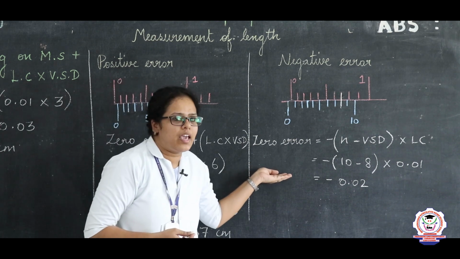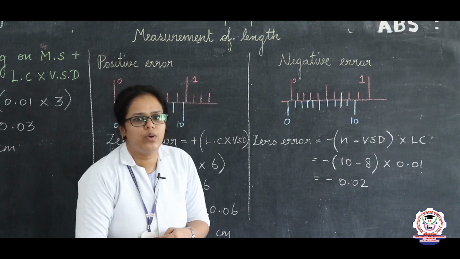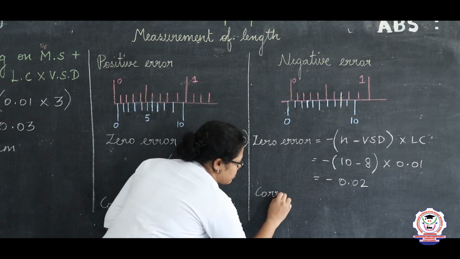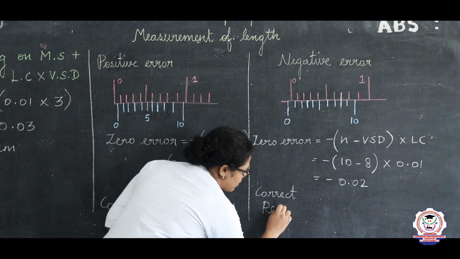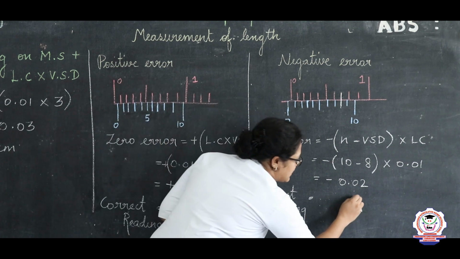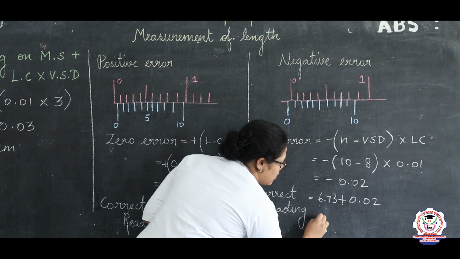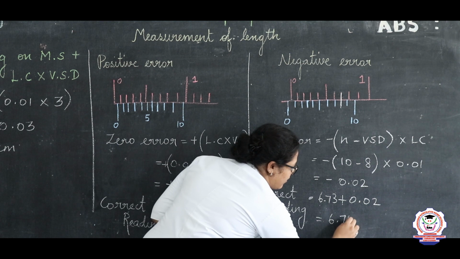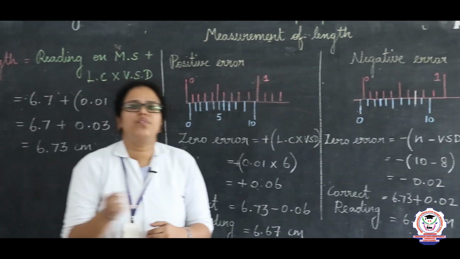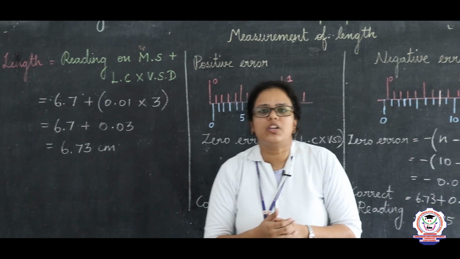What do I want to do in this case? Here I will be adding 0.02 to all the values in order to get the true measurement. In order to get the correct reading, what do I have to do? I have to add this 0.02 to the observed reading. So in this case, the correct reading is 6.75 centimeter.